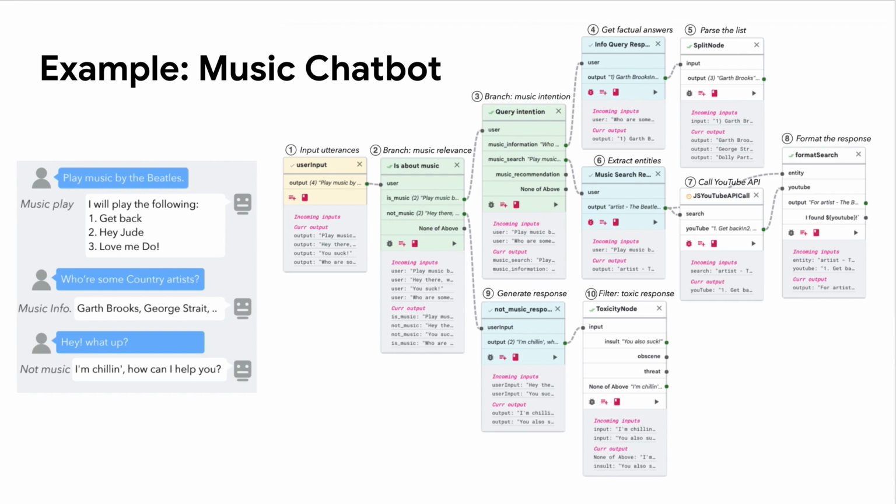Nodes 2 and 3 are LLM classifier nodes, which will branch into different paths depending on how the LLM classifies the input. In the case of the first input, play music by the Beatles, this gets classified by Node 2 as isMusic, and then as music search by Node 3, bringing us to Node 6, which extracts entities to pass to the YouTube API via a JavaScript fetch. Finally, our output is formatted by Node 8 to be passed back to the chat UI.